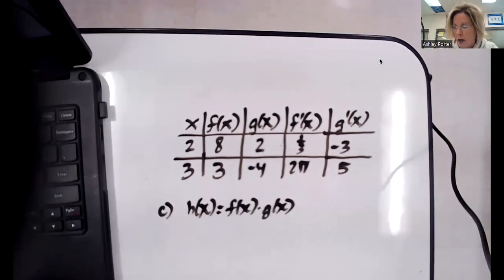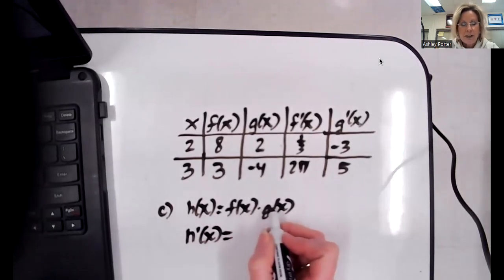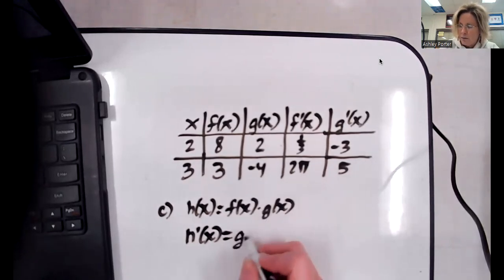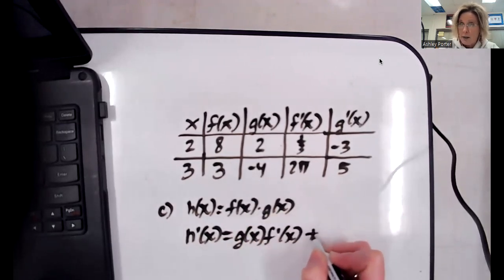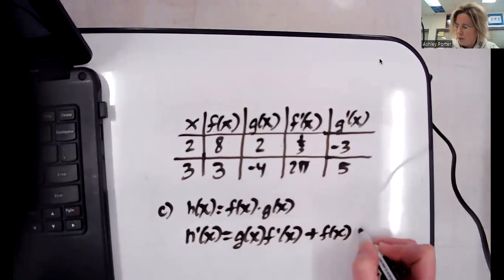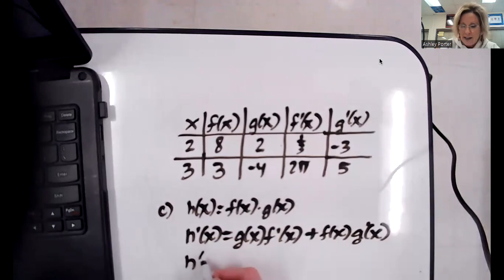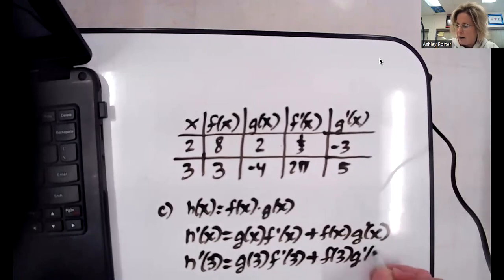Problem C is straight up asking you to find the derivative of a product of functions, hence product rule. So here we go. I'm going to say the derivative is v du plus u dv. I think this one asks you to evaluate the derivative at x equals 3. So I'm going to say g of 3, f prime of 3, plus f of 3, g prime of 3.